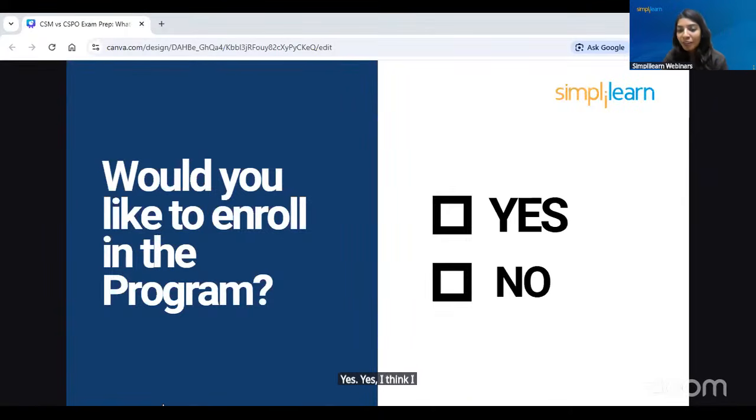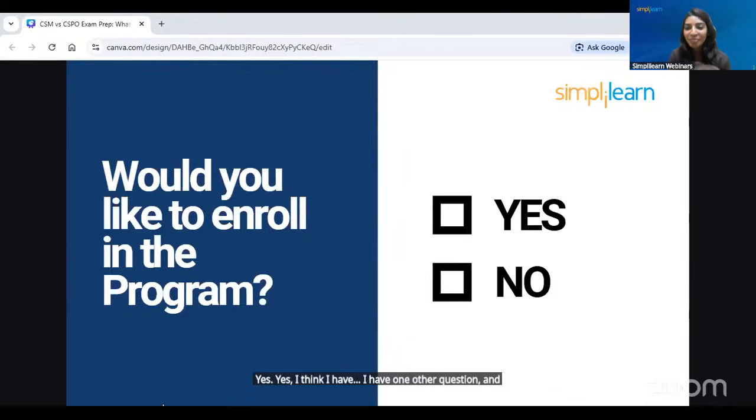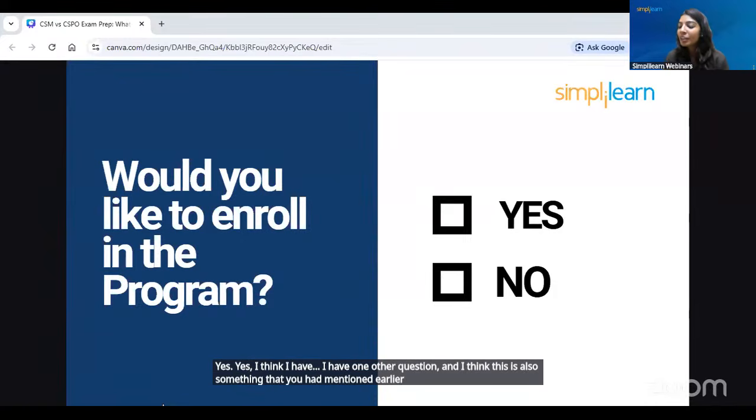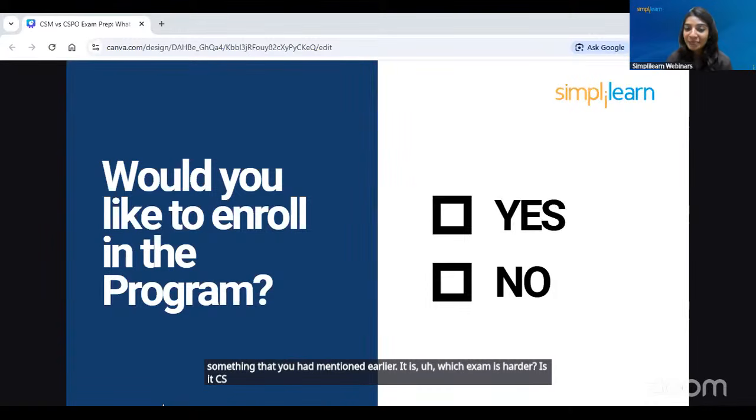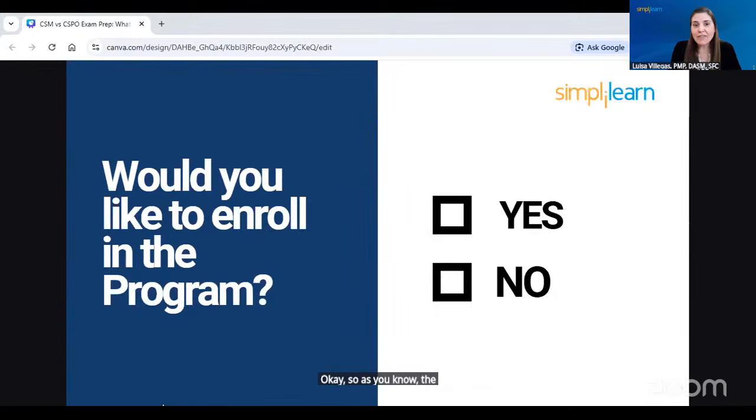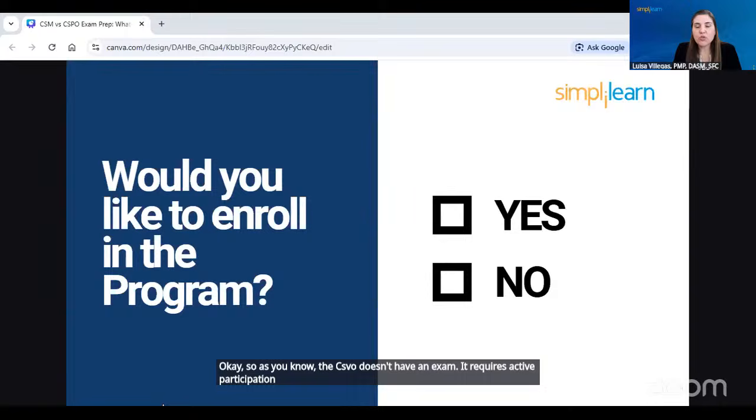I have one other question, and I think this is also something that you had mentioned earlier. It is which exam is harder? Is it CSM or CSPO? Okay, so as you know, the CSPO doesn't have an exam. It requires active participation during your training. So your instructor will be gauging if you are actively participating, if you are understanding the concepts, if you are able to apply the theory to the case-based scenario. So there is no formal exam for the CSPO.